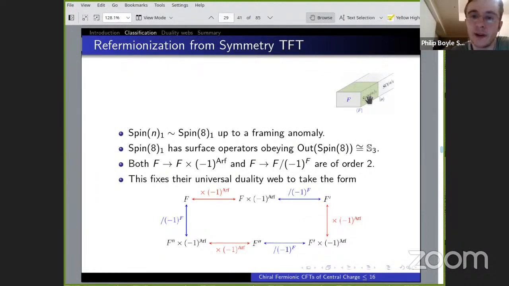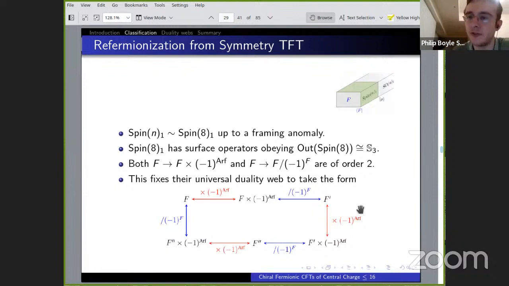And these are all surfaces, in fact. Now, operations on F, such as stacking with R and gauging fermion parity, can be interpreted as taking the state F and fusing one of these surfaces into the state F on the boundary. So in particular, there should be a defect in spin 8 level 1, whose fusion with the boundary implements F goes to F times R, and likewise for gauging fermion parity. And both these operations are of order two.